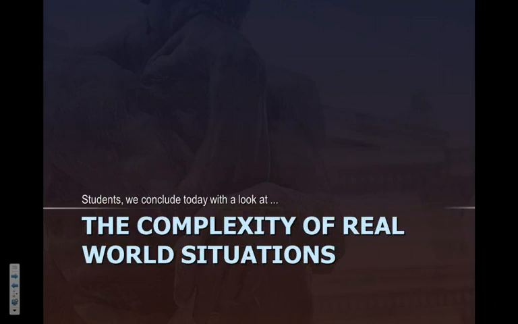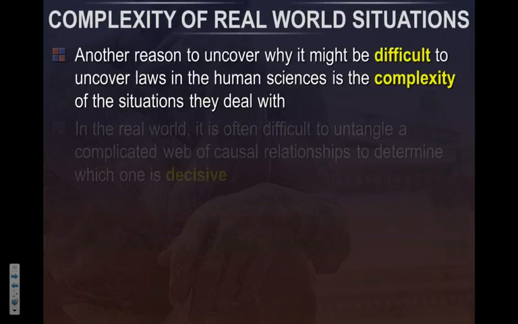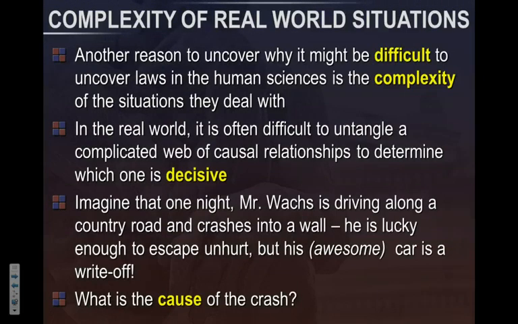Okay, so now let's bring it together with the complexity of the real world that we are dealing with. Okay? This is obviously the difficulty, that the real world is very, very complex. It's much more complex than a simple natural science experiment. Okay? There's a lot of causal events that we need to untangle. Okay, here's a hypothetical. So I'm driving along a country road and I hit a wall. Now, I don't get hurt, but my car is completely destroyed in the wreck. What caused my crash?